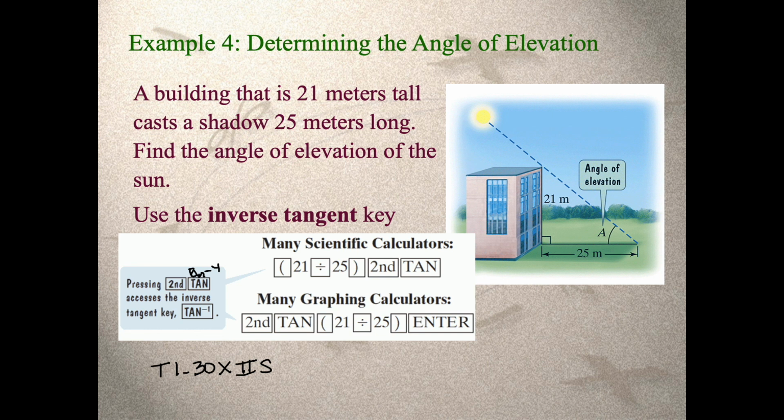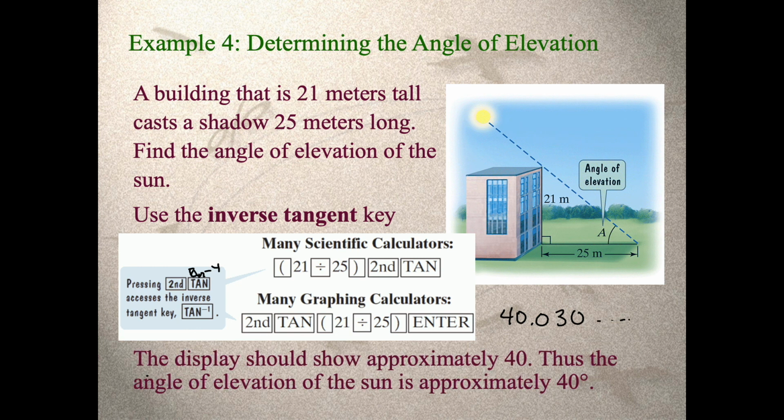And so in my calculator, I got 40.030 and so on. It goes on forever. We can approximate this answer to 40. So the display shows approximately 40. So the angle of elevation of the sun is approximately 40 degrees from the ground.